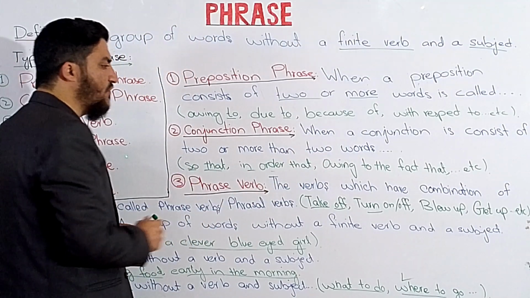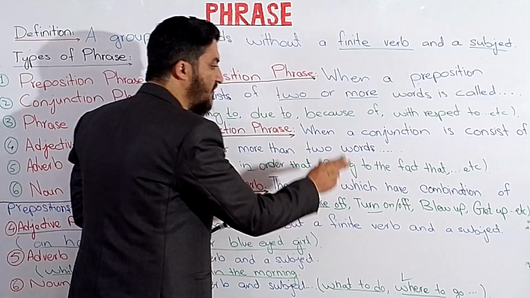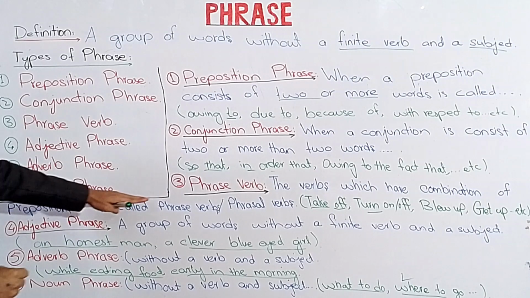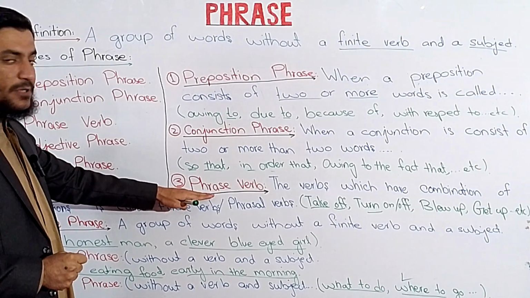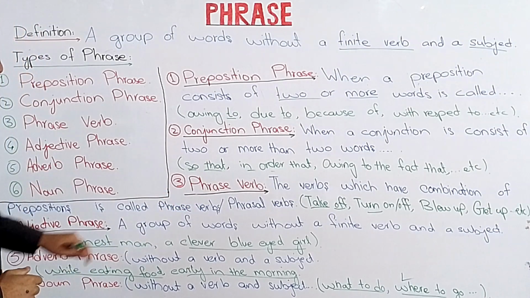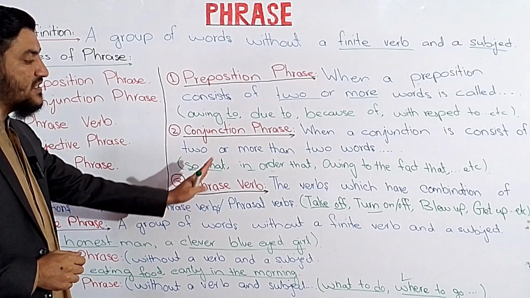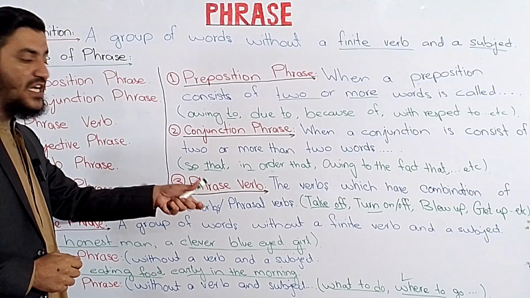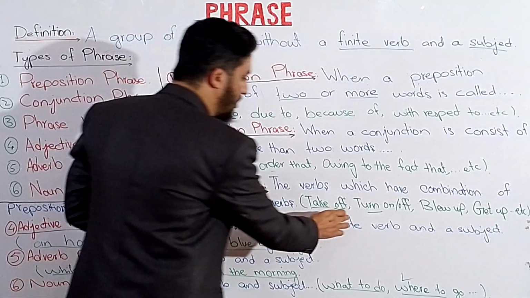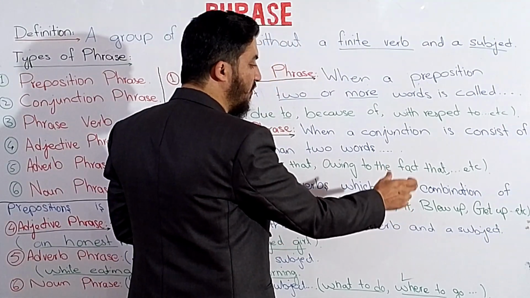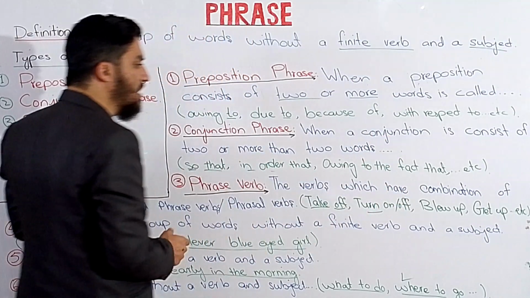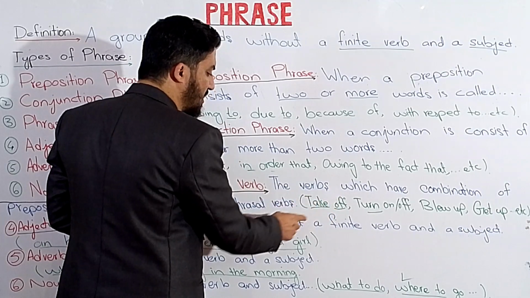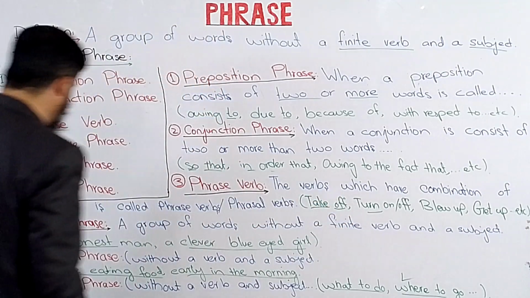Phrasal verbs, the verbs which have a combination with prepositions, are called phrasal verbs. ऐसे verb जिनके साथ preposition लगा होता है, ठीक है, one is a verb and the other is a preposition and it gives its own meaning, like for example take off, turn on or turn off, blow up, get up. And these are such examples which are made by the combination of a verb and a preposition.